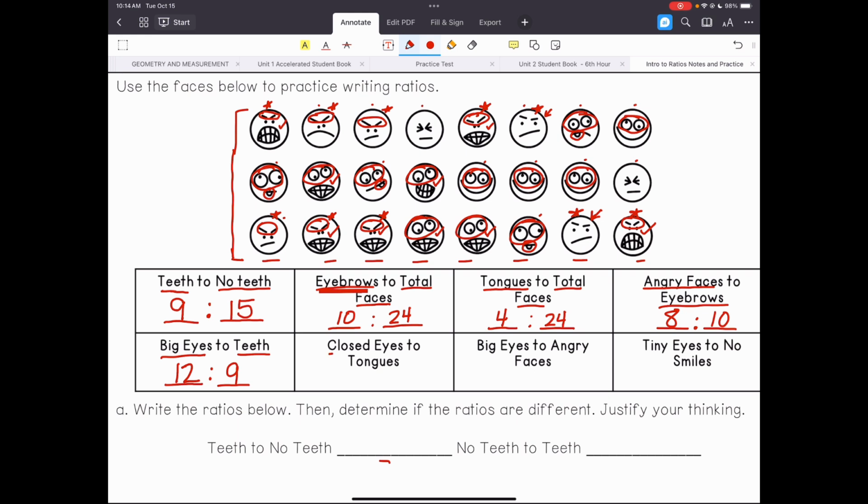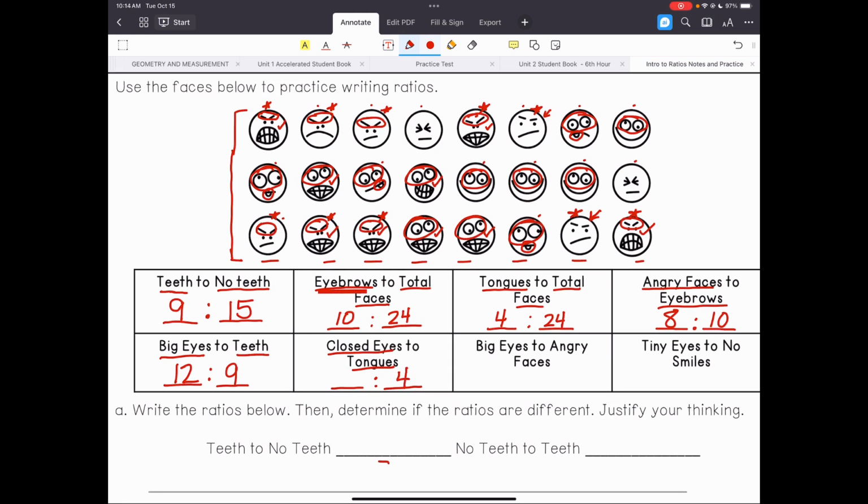Closed eyes to tongues. I believe we've already done tongues. We did tongues back on this one. So 4 is going to be the tongues, so I can fill that in. But closed eyes I have not done. So those are those squinted ones. So we're looking for the squinty eyes. We've got one here, one here. There's 2. I don't see any other ones. So 2 to 4.